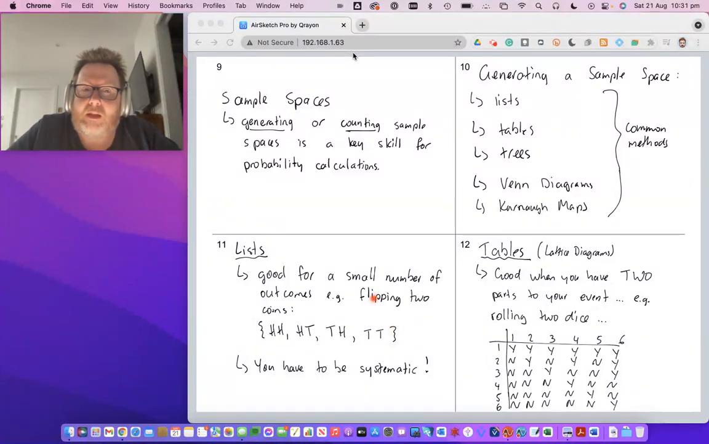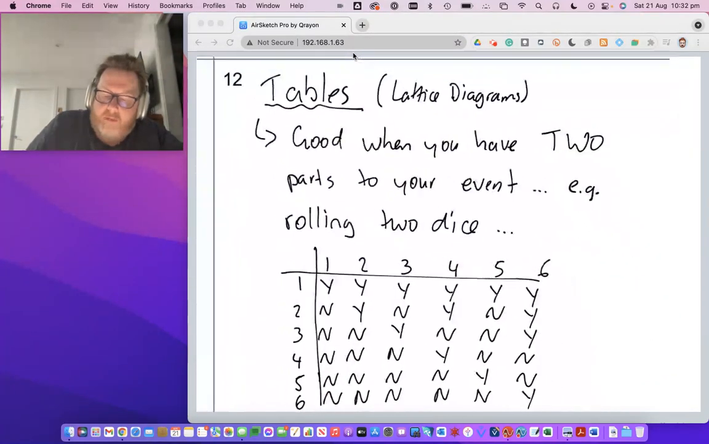As soon as it gets more complicated, though, just drawing a list, even though it's nice and simple, has the problem of, do you get every single possible outcome? Tables are a step up in that regard, because they usually force you to generate every single outcome simply by matching them up. As I said here, it's good when you have two parts to your event, for example, rolling two dice. They're sometimes called lattice diagrams. And I've got an example of a table here. So I'll just zoom up again so that you can focus on that particular part.